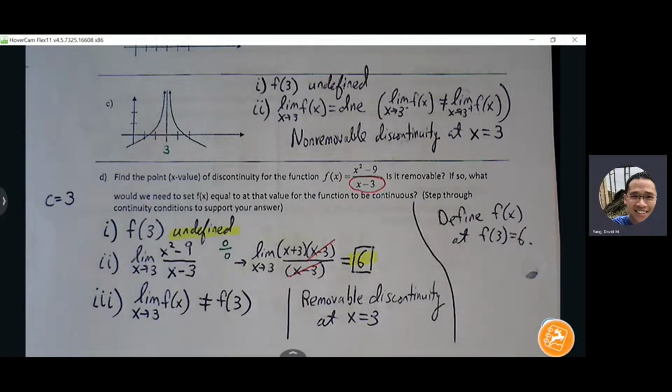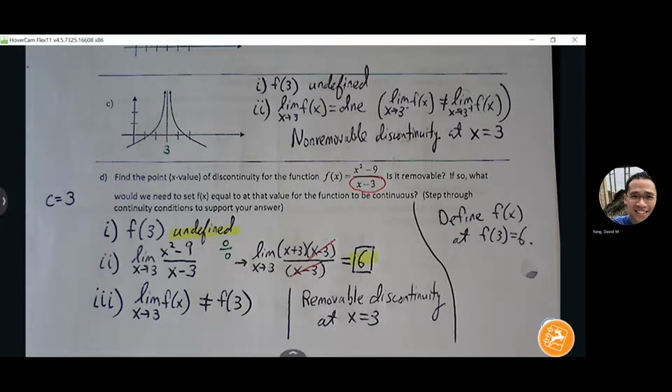If the second condition fails, we know it must be a non-removable discontinuity. If the second condition passes, but the third one fails, we know there's a hole in the graph. We know there must be a removable discontinuity. And we're able to do that without even looking at the graph, just relying on these three conditions and the function. So I have two more examples that I want to show you involving continuity conditions, but specifically for piecewise functions, because those look a little bit more complicated.